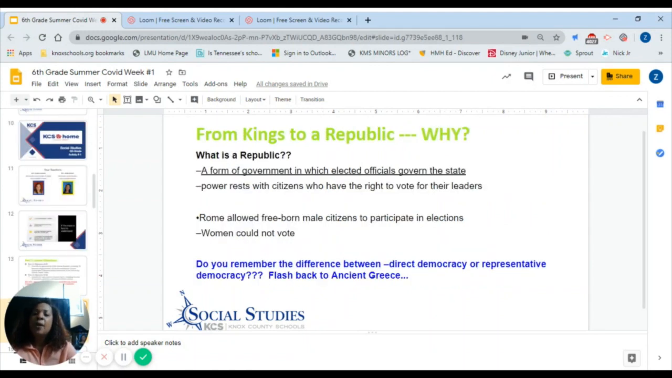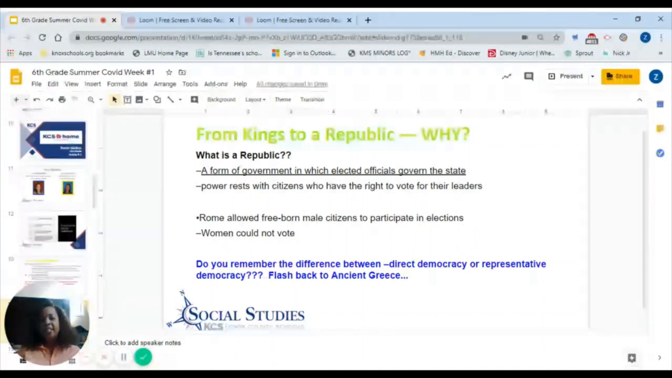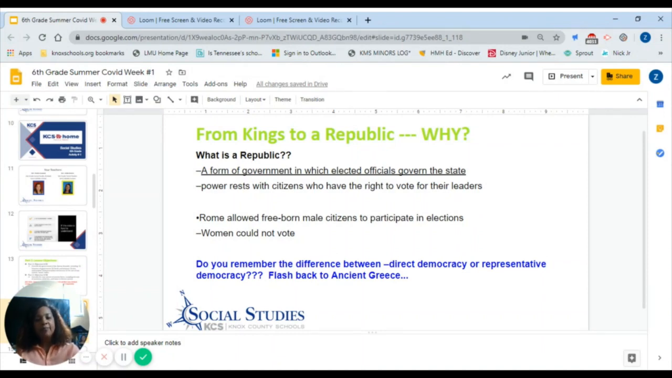From kings to republic, but why? Well, let's first define the word republic. What is a republic? We know what a king is. So a republic is a form of government in which elected officials govern the state. The power rests with the citizens who have the right to vote for their leaders. Rome allowed freeborn male citizens to participate in elections.